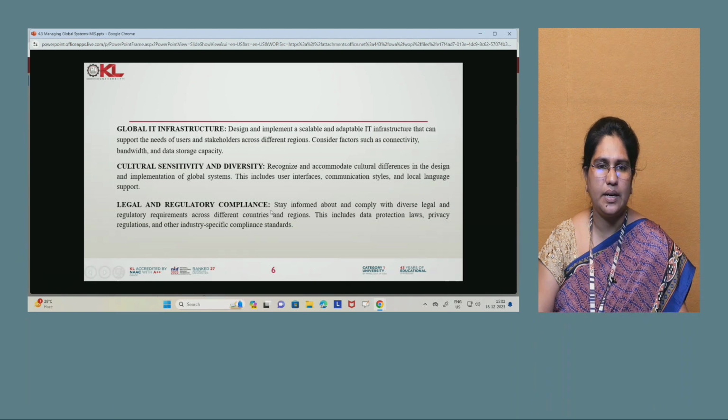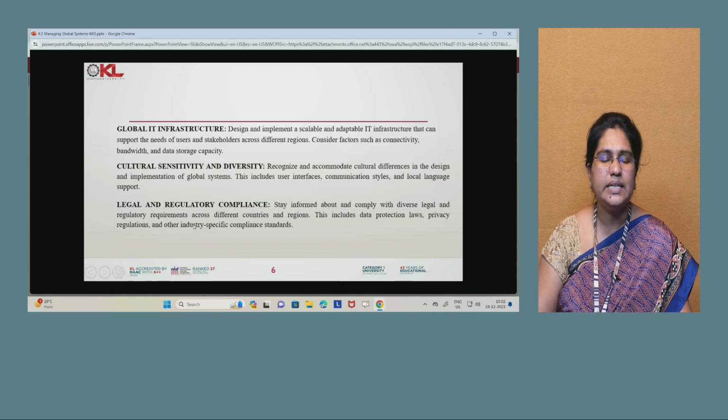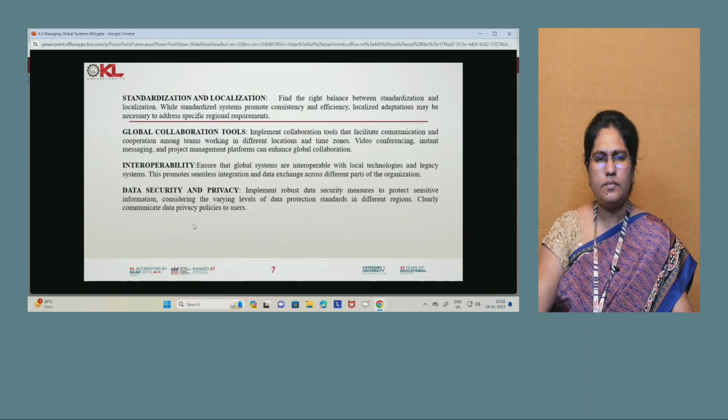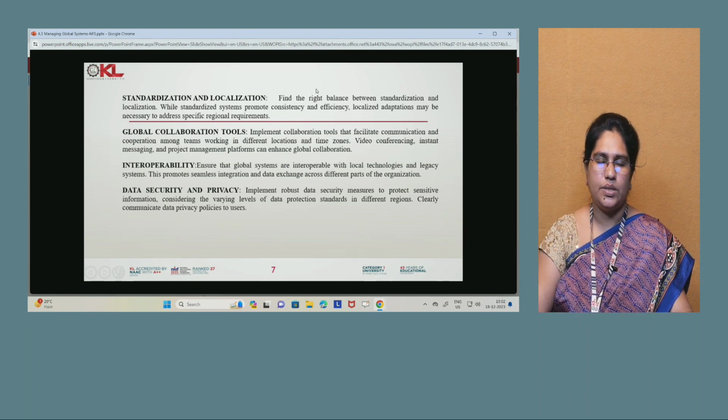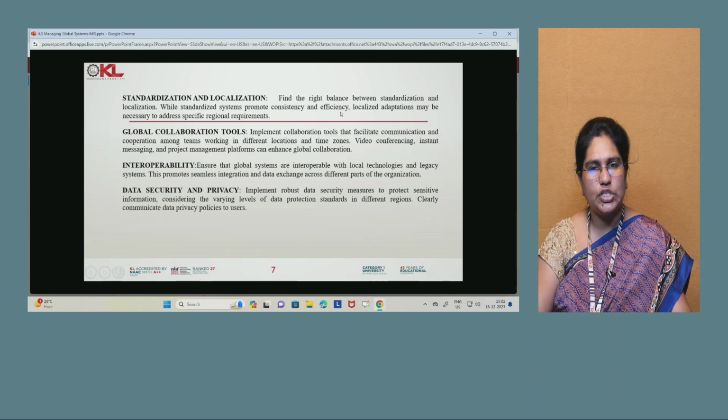Legal and regulatory compliance. This means complying with the diverse legal and regulatory requirements across different countries and regions. This includes data protection laws, privacy regulations and other industry-specific compliance standards. Standardization and localization. So find the right balance between standardization and localization. While standardization promotes consistency and efficiency, local adaptations may also be necessary to address specific regional requirements.